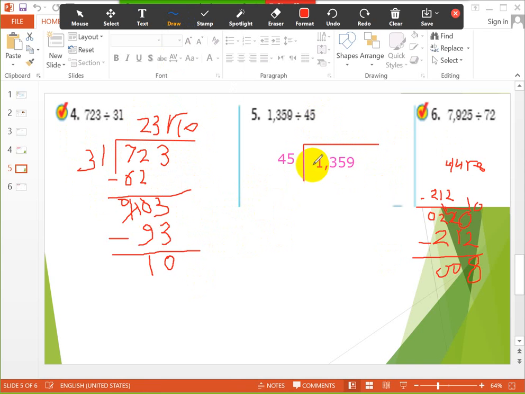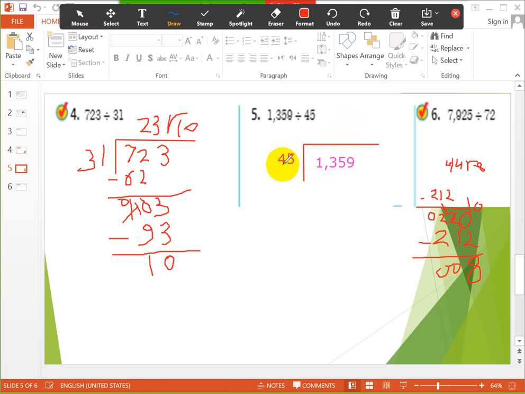Now 1 divided by 45, I can't, so I will take 3. Now 13, can I divide 13 by 45? No, I can't. So I will take the 5. So 135, can I divide it by 45? Yes. So the first digit in the quotient will be what? It will be in the tens.